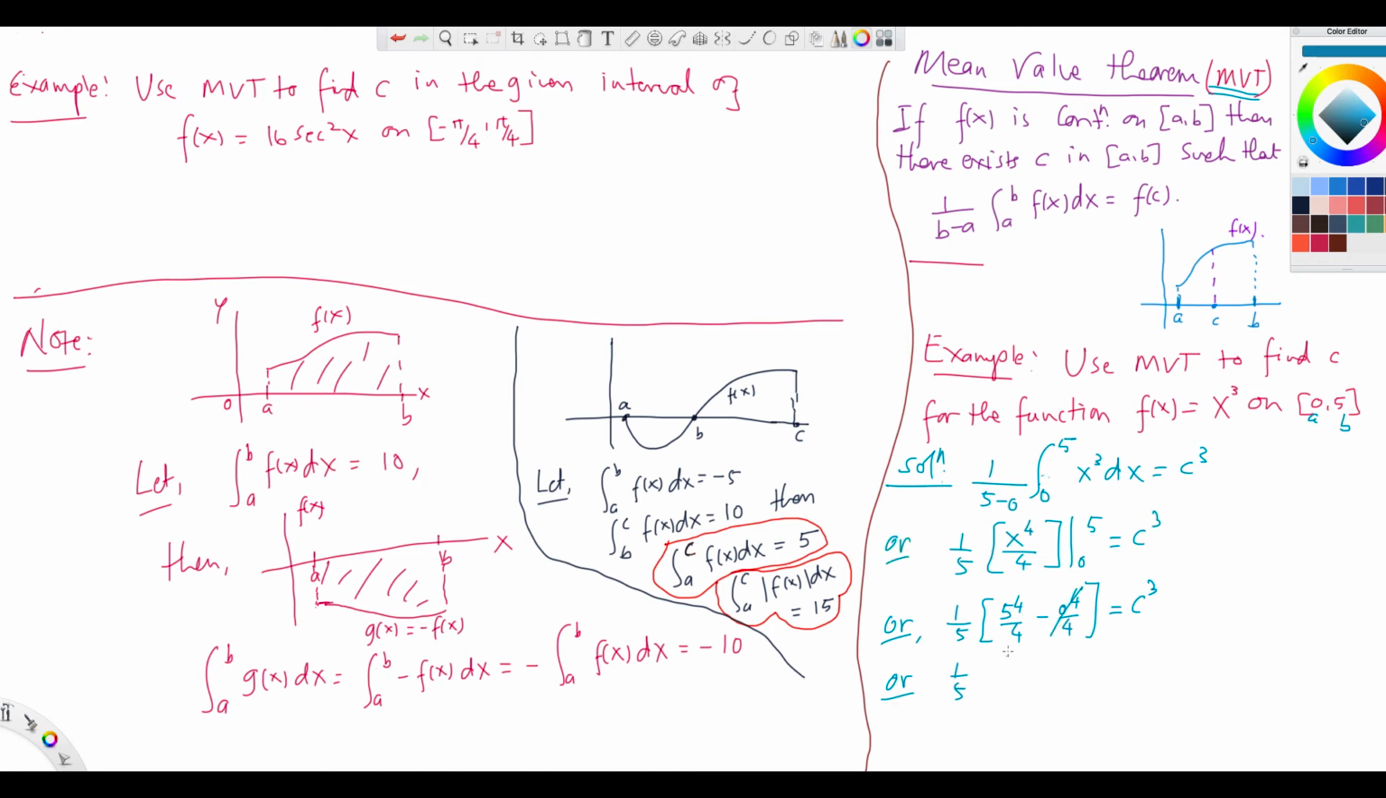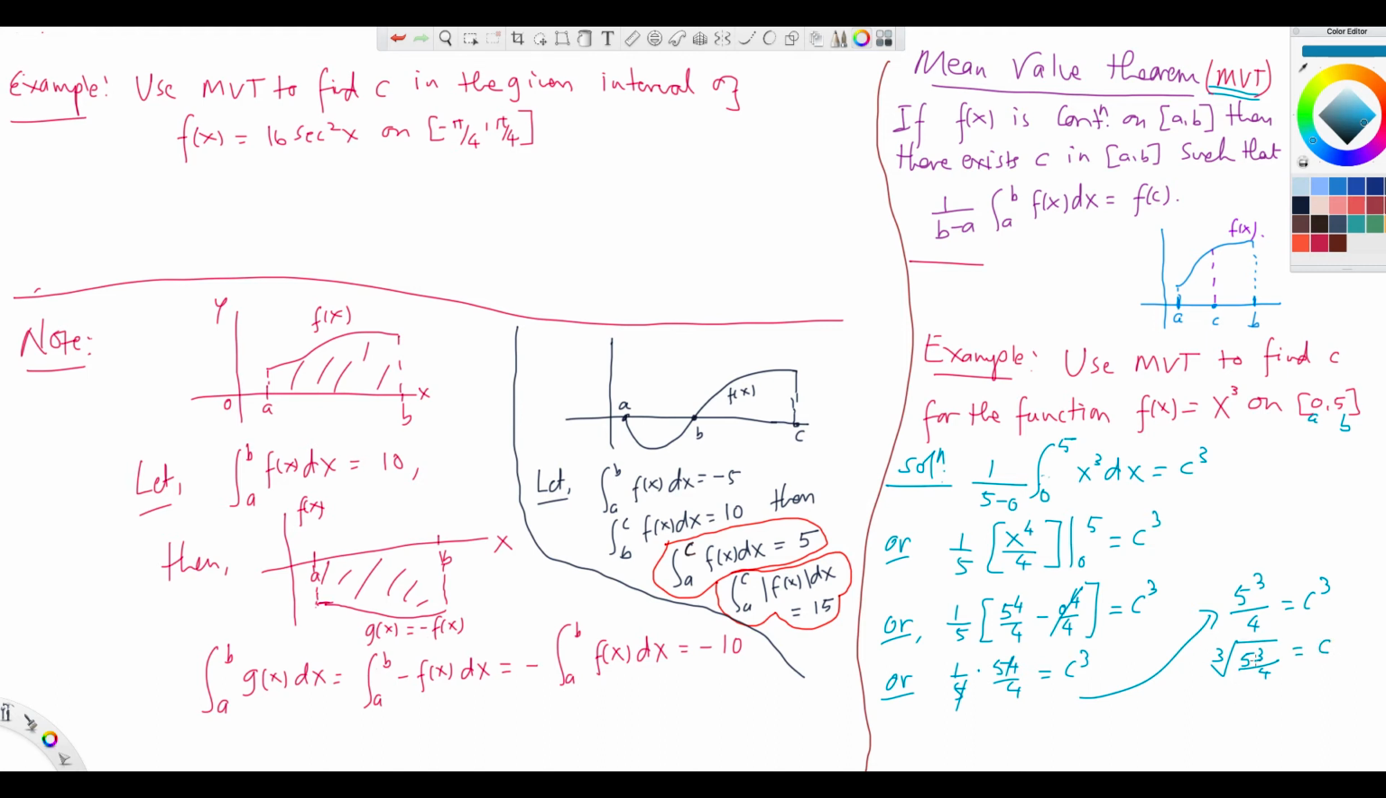So 1 over 5 times 5 to the 4 over 4 equals c cubed, right? So what do you get? You divide 5 to the 4 by 5, so you cancel one of those. So 5 cubed over 4 equals c cubed. How do I solve for c? Just take the cube root, right? So the cube root of 5 cubed over 4 equals c.